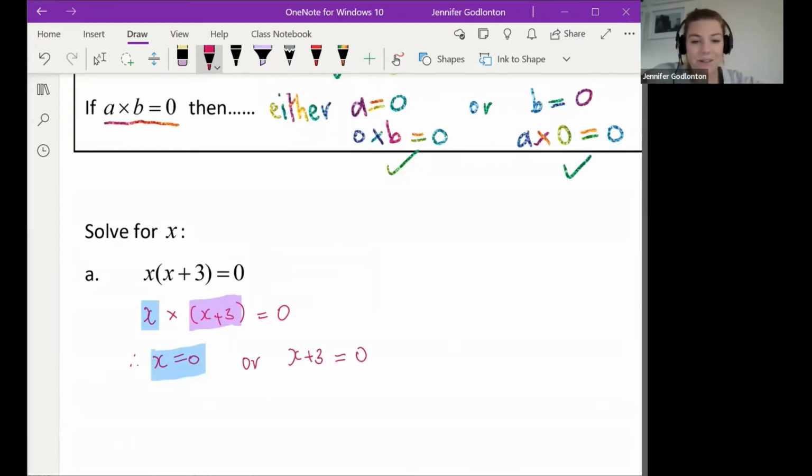So either this is going to be equal to 0, or this is going to be equal to 0. And if x plus 3 is equal to 0, and I want to know what x is, how would I figure out what x is from this point over here?